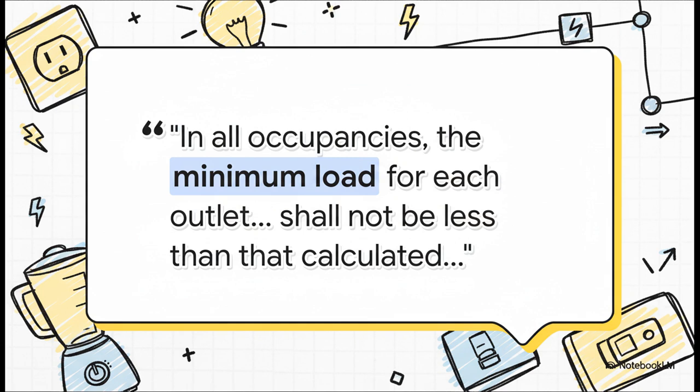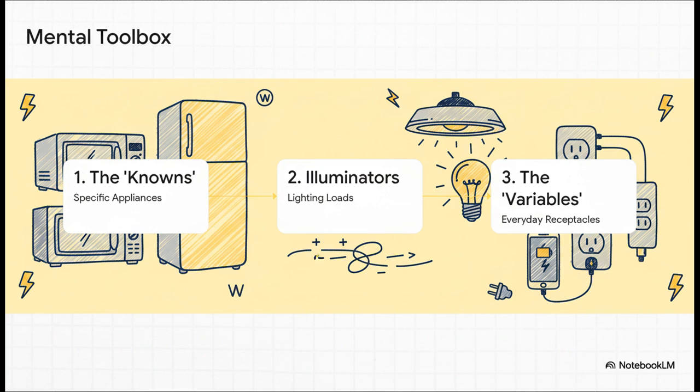No way around it. To make this whole thing less intimidating, let's think of these rules as a mental toolbox. We can organize everything into three main groups. First, we have the knowns. These are for specific appliances. Second, we have the illuminators. That's everything to do with lighting. And third, we have the variables. These are for all those everyday receptacles you see everywhere.